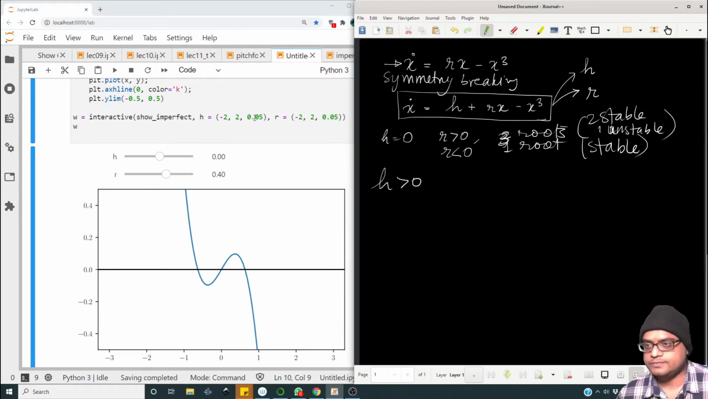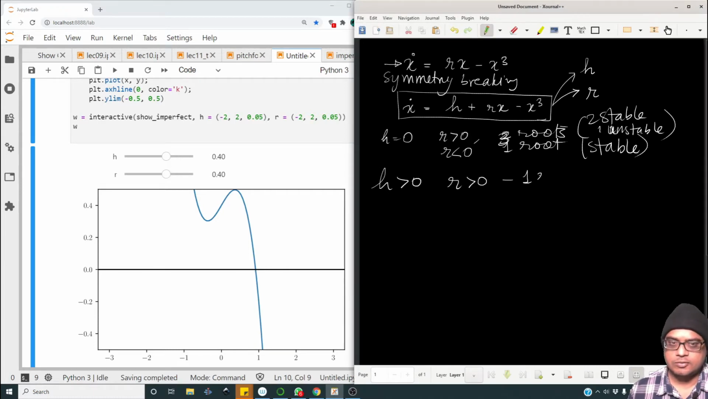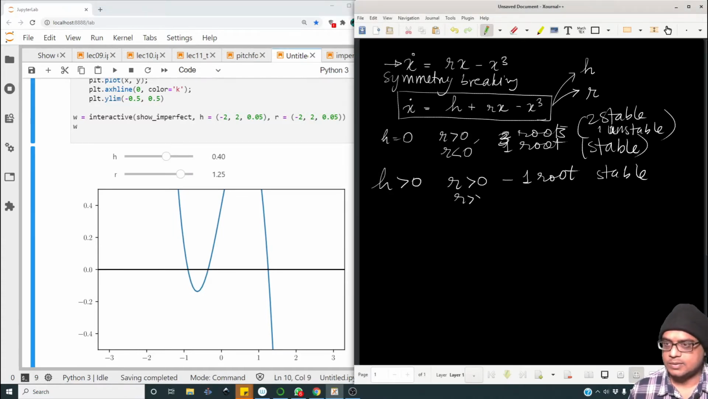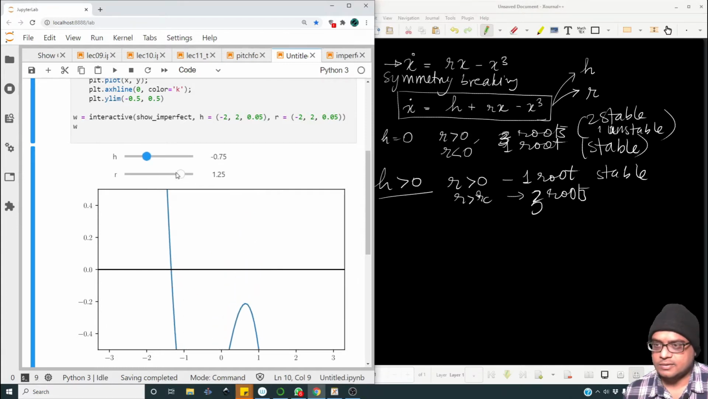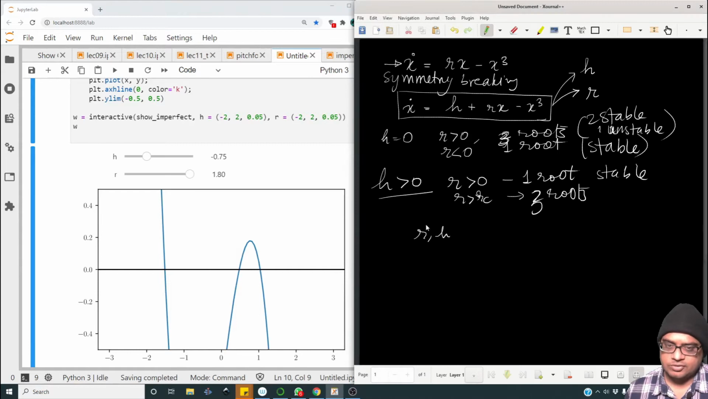When h is greater than 0, there is only one root. For r greater than 0, only one root, and that is a stable root. When r is less than 0, there's still only one root. When r is pretty large, there is presence of more roots. When r is greater than some critical value, you have, sorry, not two roots, you have three roots. So it depends on the value of r in combination with h. When h is negative, again you can have a certain r at which you have three roots. So r and h determine whether the equation has one root or three roots.